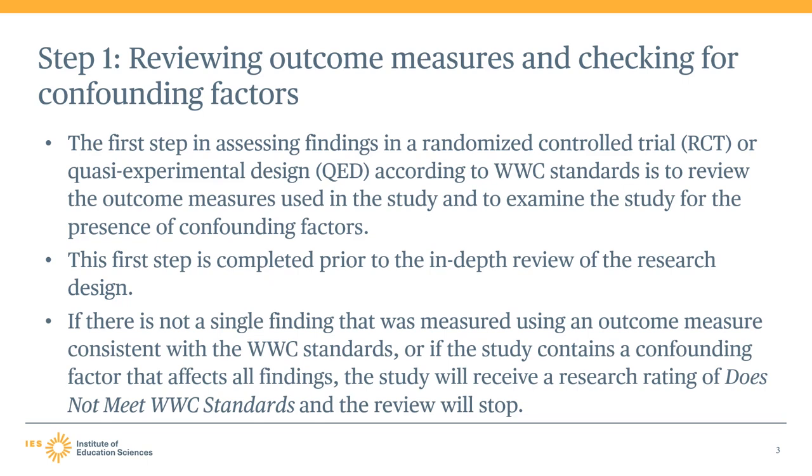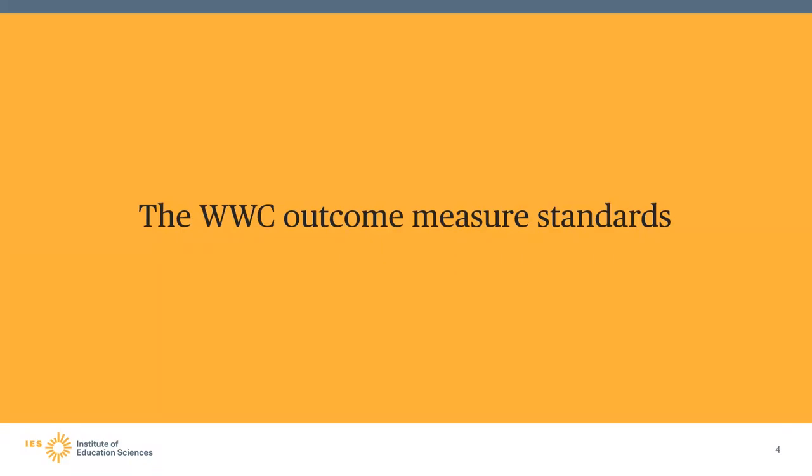If a study does not have a single finding that was measured using an outcome measure consistent with WWC standards, or if the study contains a confounding factor that affects all findings, the study will receive a research rating of does not meet WWC standards, and the review will stop at this point. So let's begin by discussing the WWC's outcome measure standards.